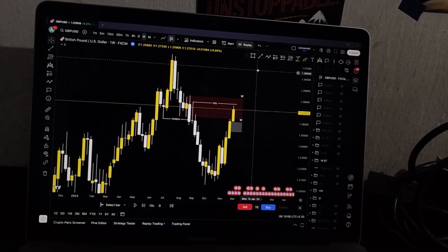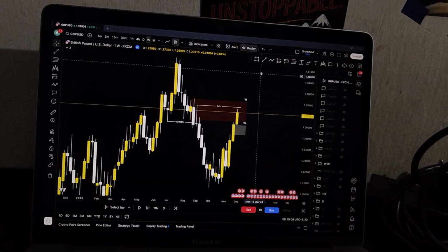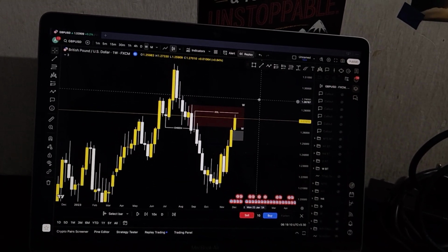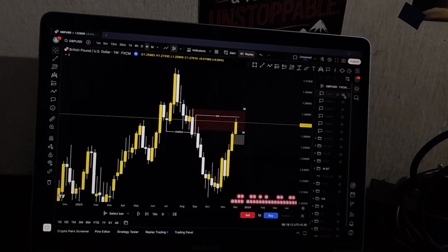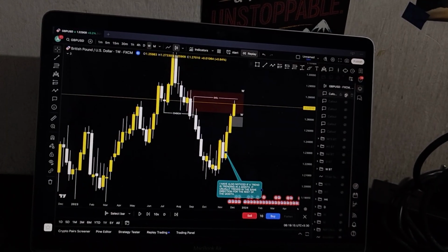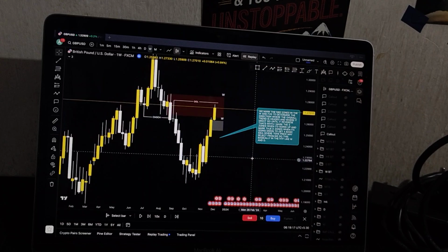So this was my weekly analysis. It was not clear, so the weekly bias was not clear. Whenever the weekly bias is not clear, what I tend to do is trade the daily bias. I have also written something here.